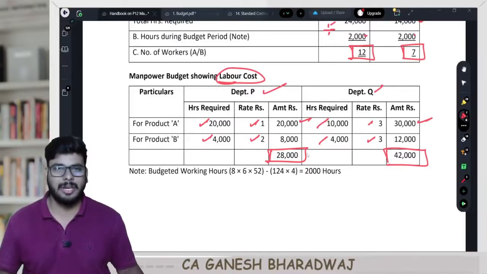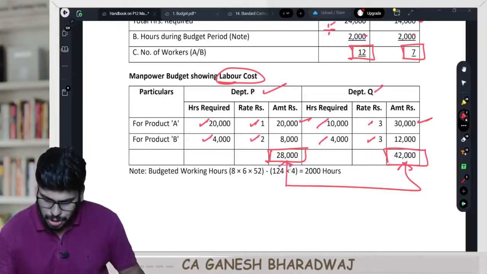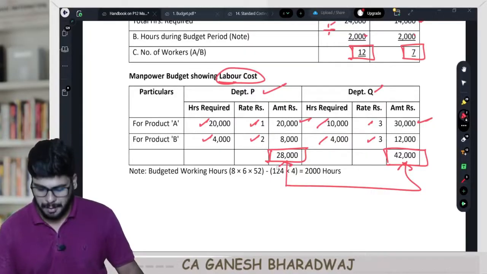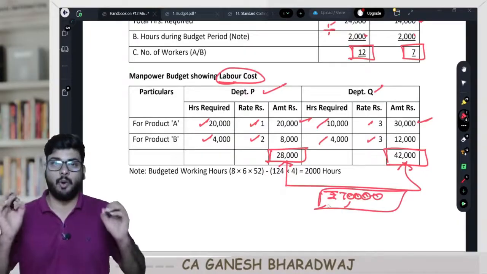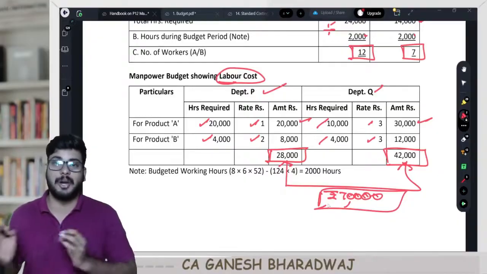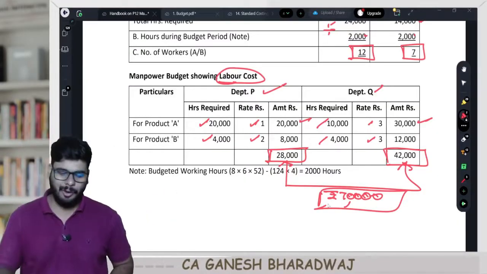Now, what is going to be the overall labor cost that you can budget? Just add the two. So how much do you get? 28,000 plus 42,000. That's going to be 70,000 rupees. So 70,000 rupees is the overall labor cost I need to budget for the upcoming period. Are you clear with this? See how simple this is.